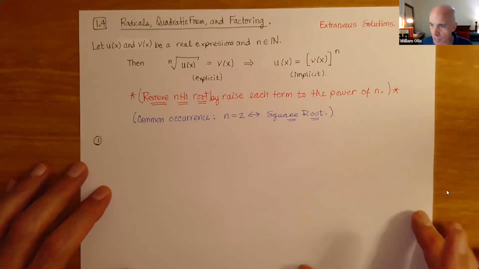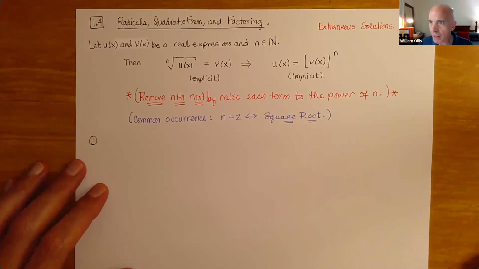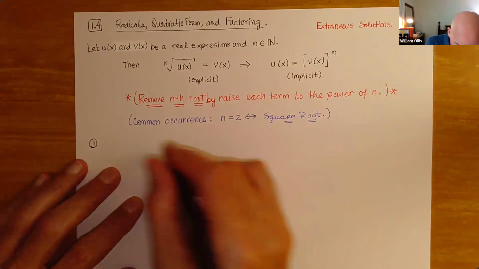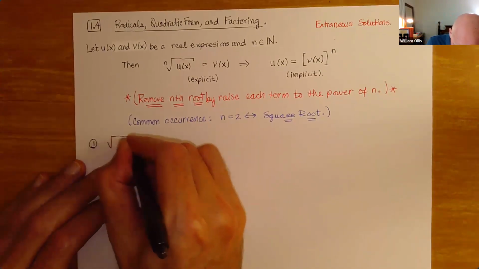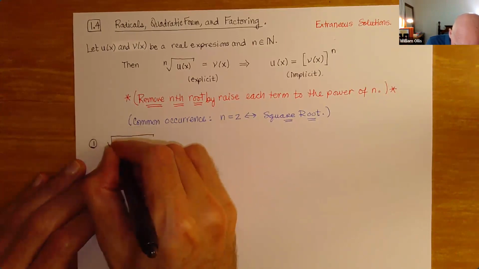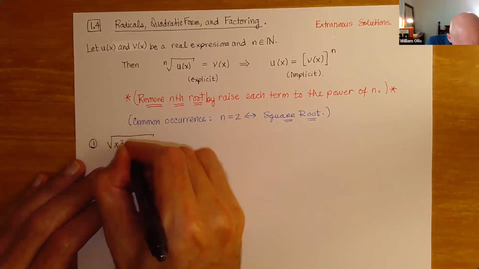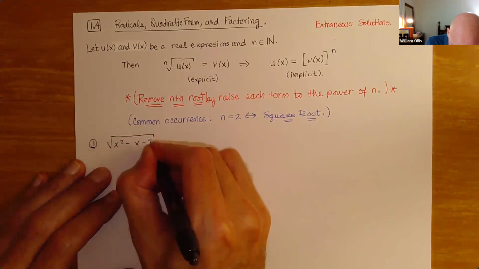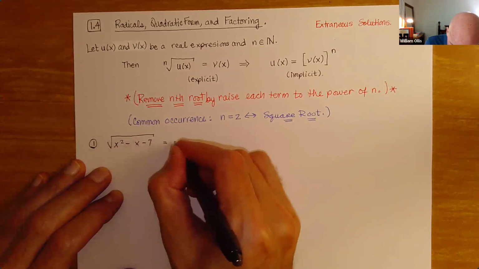I'll move this over just a little bit and adjust Professor Alice over here. There we go. So let's see, what are we going to start with? We've got the square root of x squared minus x minus 7 equals x plus 3.